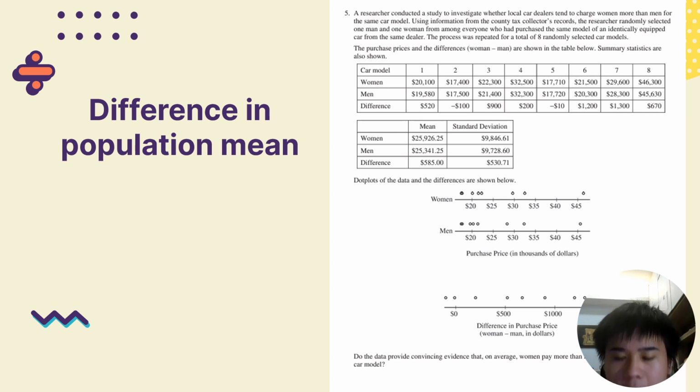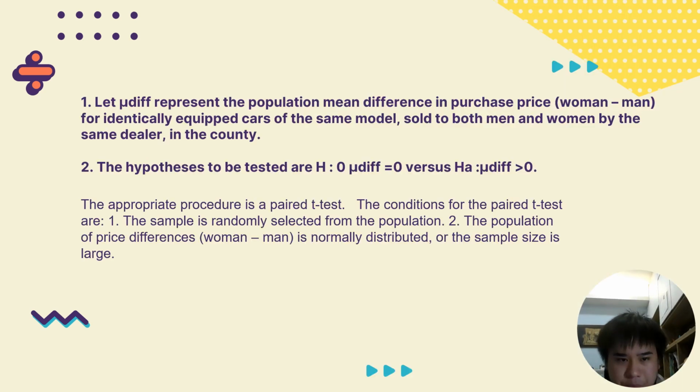So, basically, the graph is actually quite redundant. The main point you want to find here is the difference, because this question is asking about the mean difference. So the question is asking, do the data provide convincing evidence that women pay more than men for car models? Sorry, my face thing blocked the rest of the question, but it's along those lines.